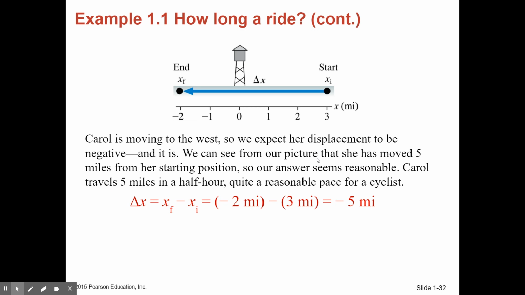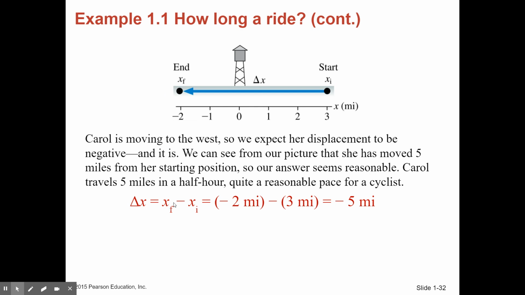We can see from our picture that she has moved 5 miles from her starting position. If you think about it, she starts here and she ends here. So if you go from here to here, that's 1 mile, 2 miles, 3, 4, and 5. So her distance is 5 miles. But then I want to know, 5 miles what? It's 5 miles to the left.